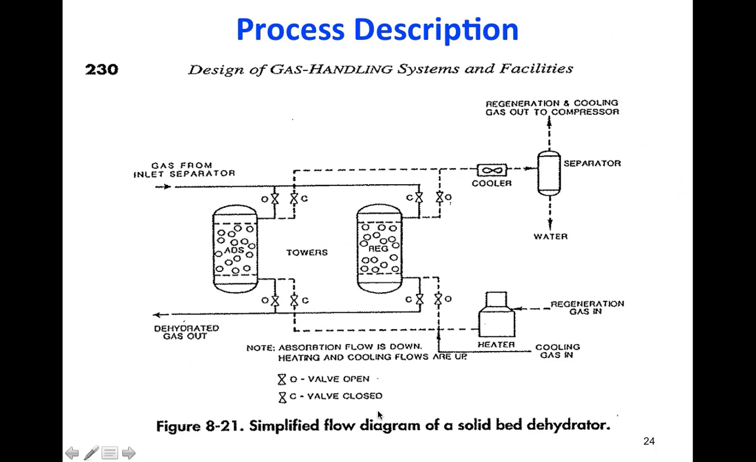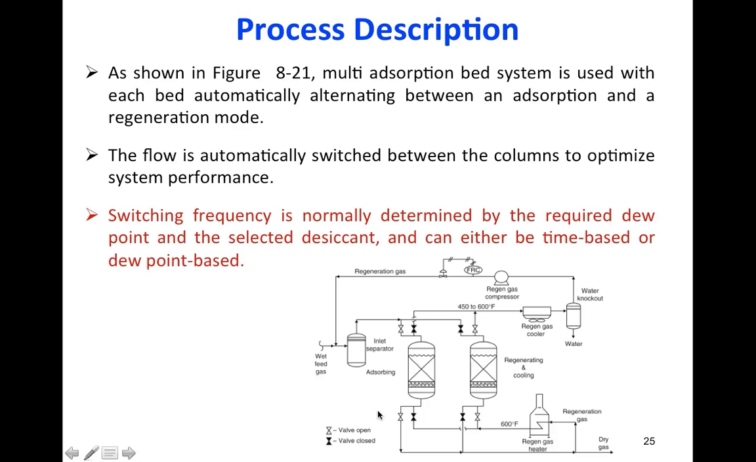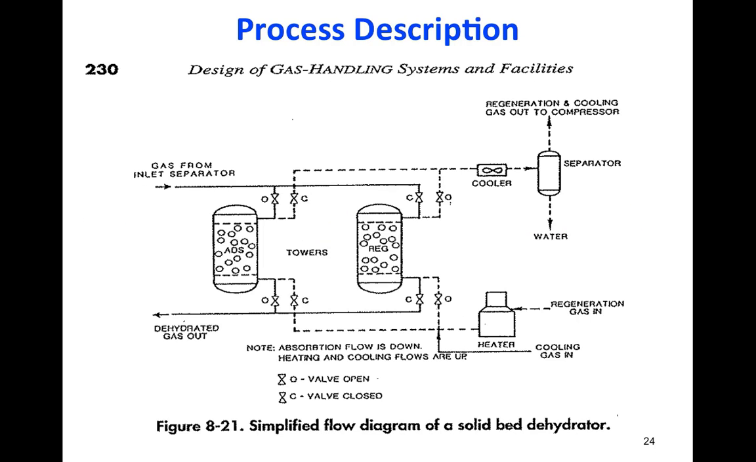So this figure shows the main components that we need in such a process. As I said, we always have two columns connected to each other. We use one of the columns for the adsorption process. Let me explain a little bit here because it's very important.